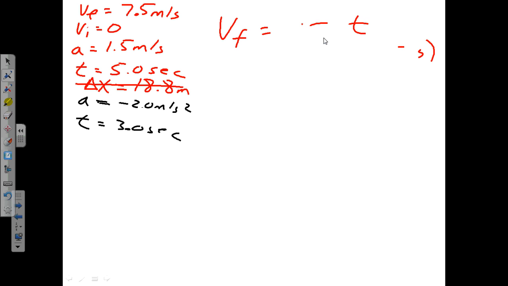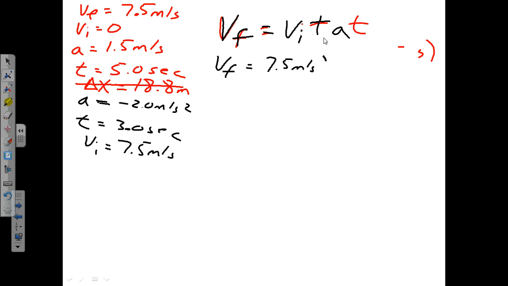We know the initial velocity, right? Down here now, the initial velocity is whatever the maximum velocity was in the top of the problem, 7.5. So what we need to figure out first is what? The final velocity. And again, we can go back to this equation up here that we were using before. Vf equals Vi plus at. So Vf is going to equal 7.5 plus, we were accelerating at -2, and we did that for 3 seconds.